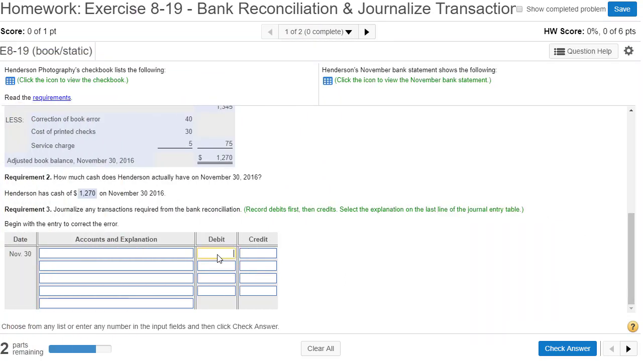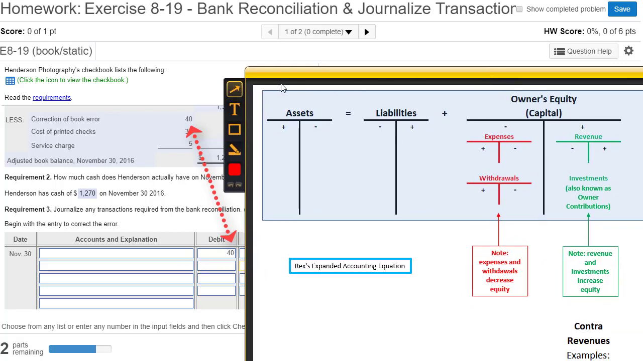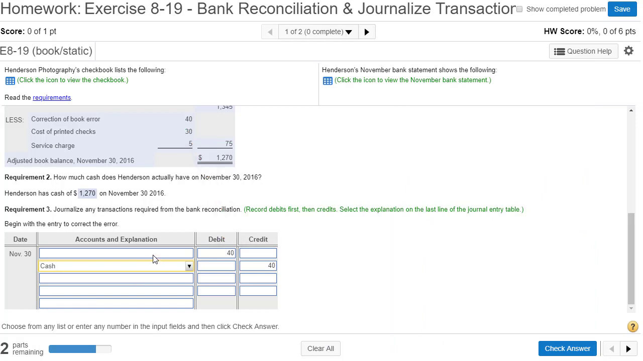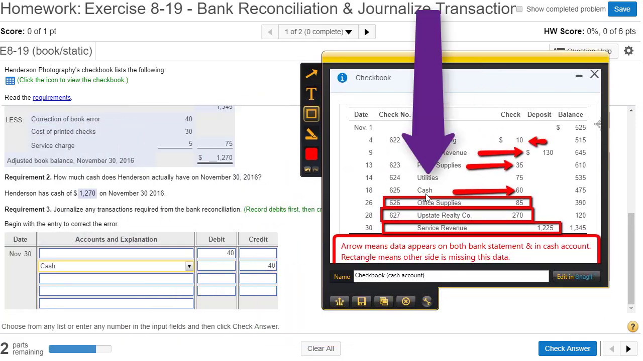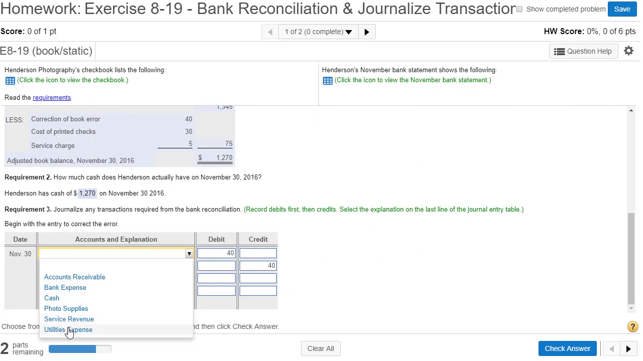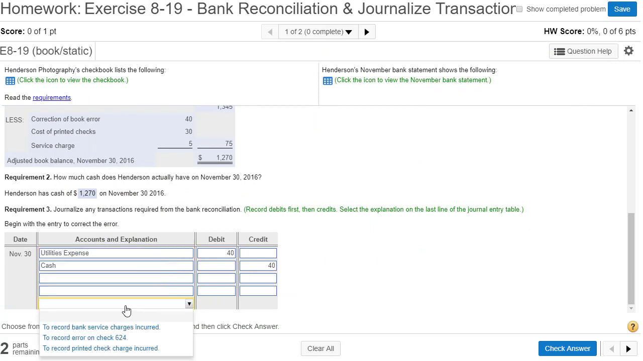So we need to subtract 40 more from cash. So is cash going to be the debit or credit? Remember, to subtract from cash, which is an asset, has to be the credit. So the credit is cash. And the other one is, well, what did we spend that money on? According to this, it's utilities expense. And we're correcting a book error. To record error on check number 624.